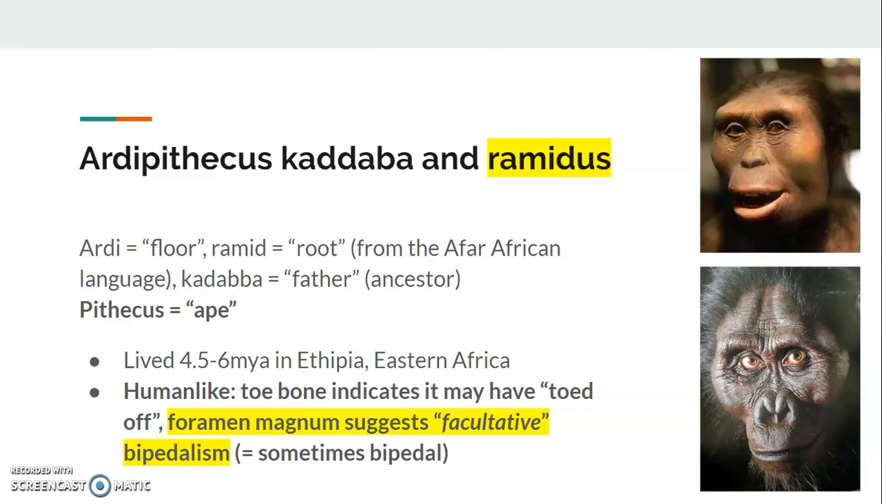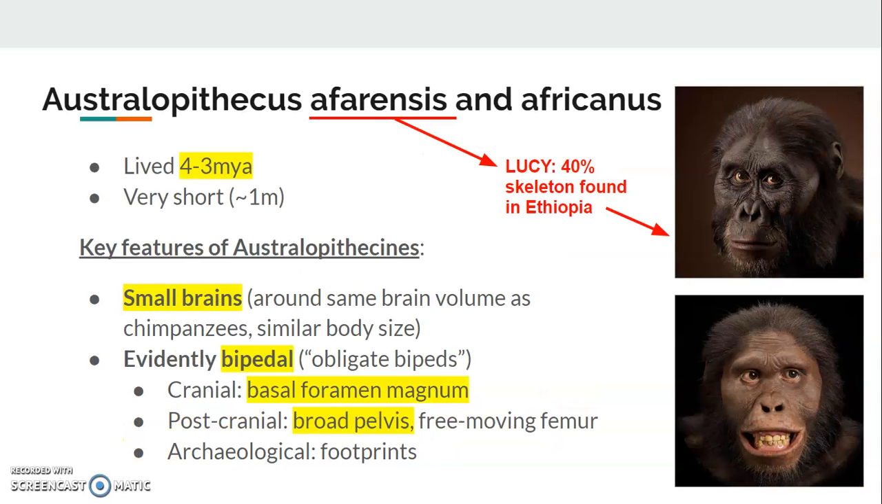Another piece of evidence towards being bipedal is the fact that Ardi's foramen magnum was relatively basal, so underneath the skull. So we assume that he walked on 2 legs at least some of the time. Australopithecus afarensis and africanus. So Lucy is a skeleton that we talked about recently, and that was a 40% complete skeleton found in Ethiopia.